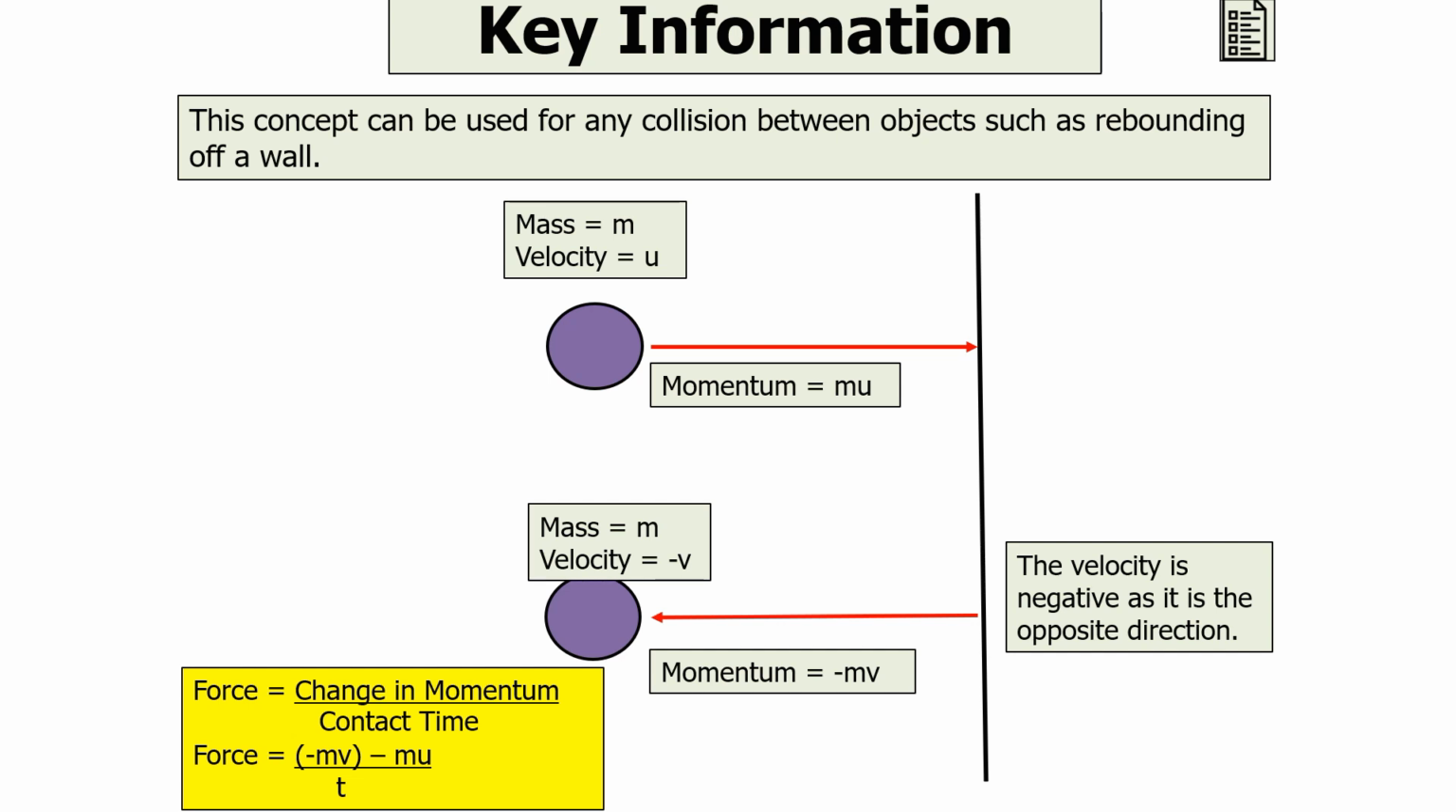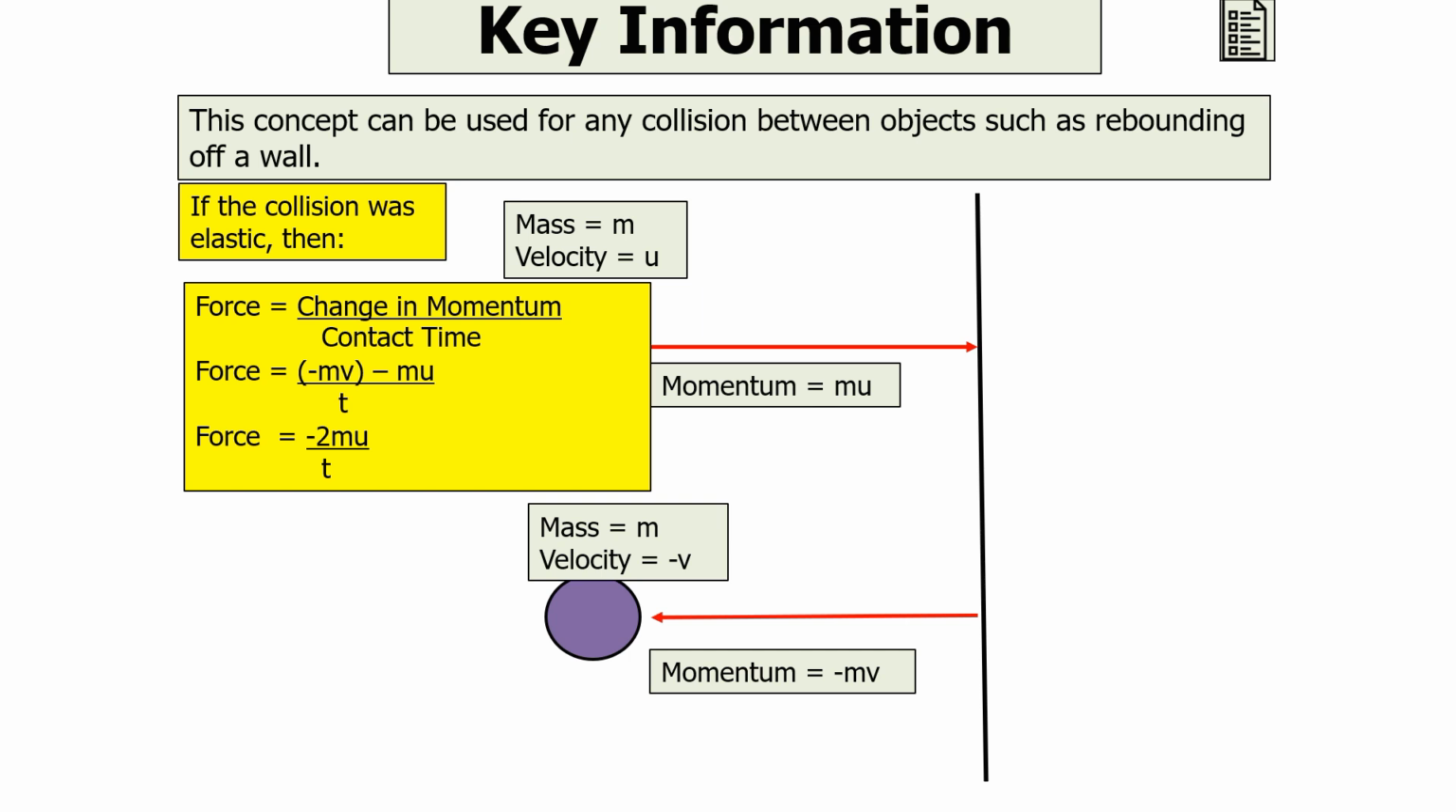So the change in momentum is (minus mv minus mu) over t. Now if we know that the collision was elastic, well we can say that mv will equal mu in terms of magnitude because no energy is dissipated out of the system. So therefore we can say that the change is minus 2mu over Δt.